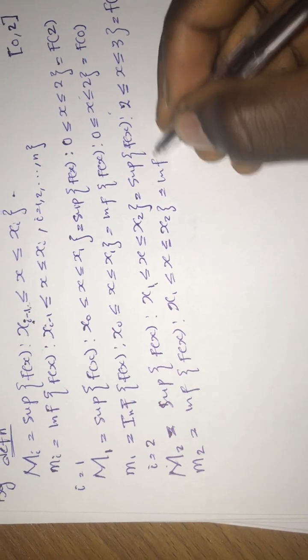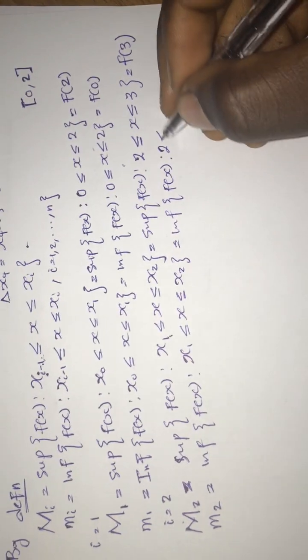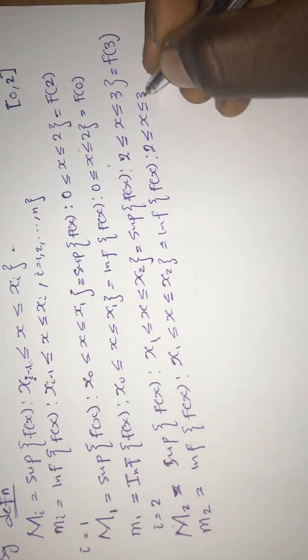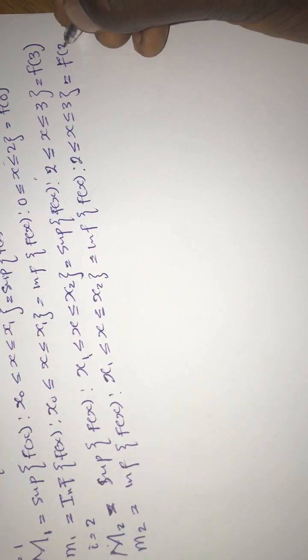That equals the infimum of f(x) over 2 to 3. Now our infimum here is 2, so this is going to act on f of 2.